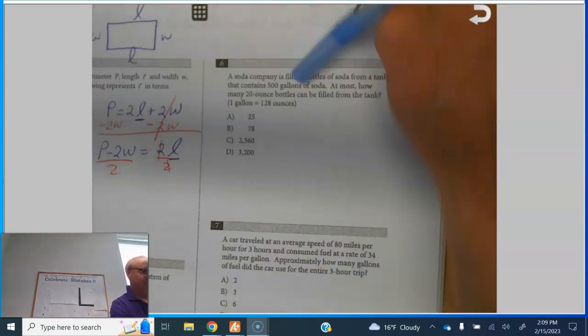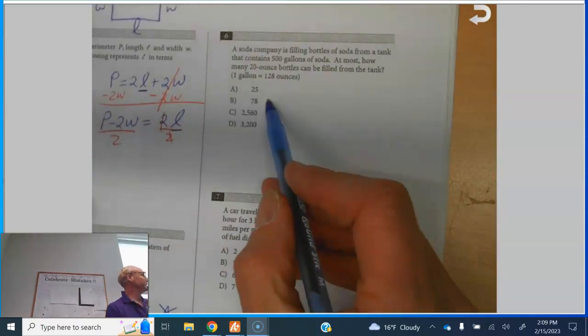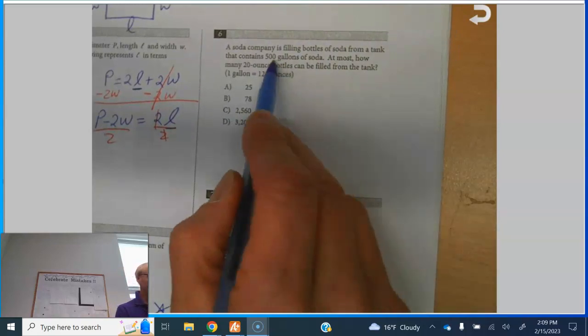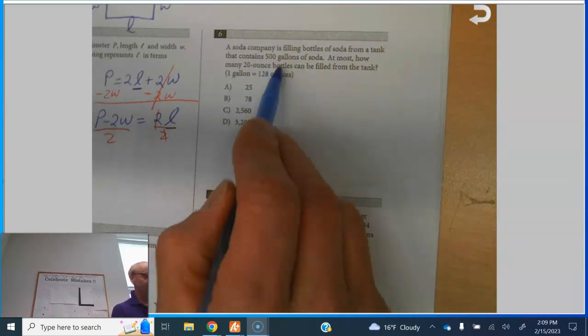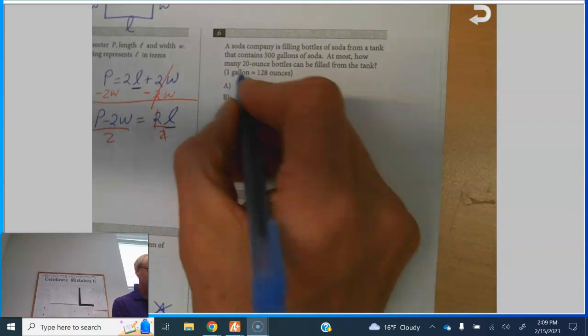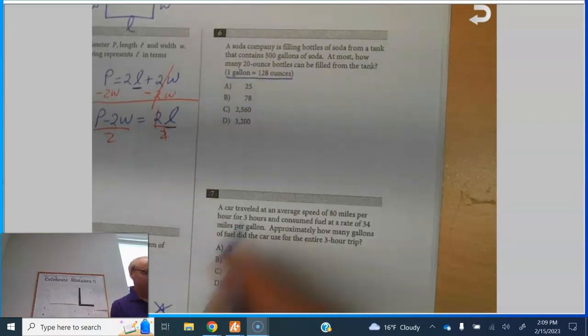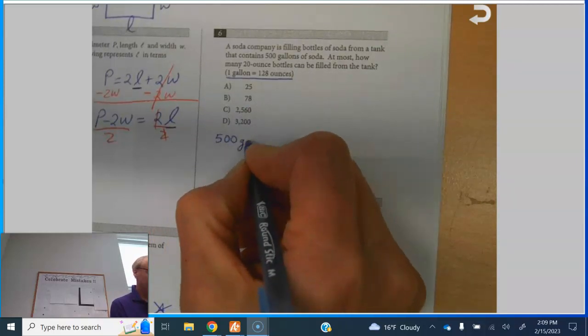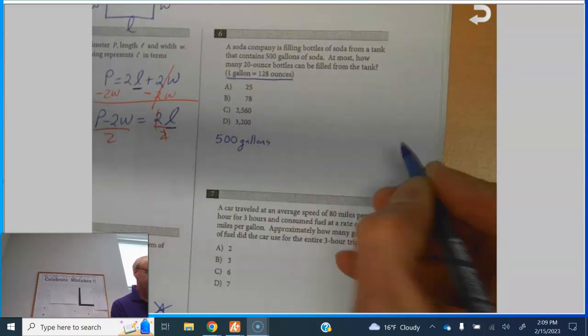Well, both of these problems can be done using dimensional analysis. And I'm going to go ahead and change the 500 gallons to ounces using my conversion. So I have 500 gallons. And I'm going to change it to ounces.